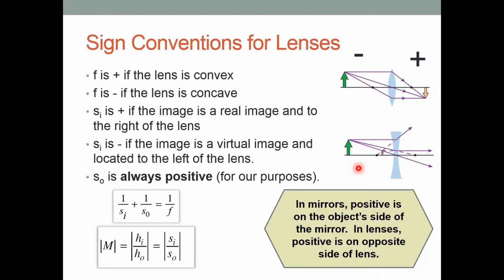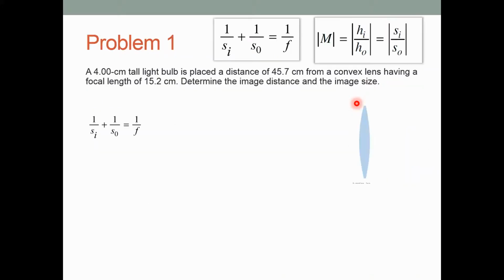So in mirrors, I just want to point out that the positive side was going to be on the object side of the mirror, because we were getting images to the left, or because we were treating the side of the object as being positive. In a lens, the positive is on the opposite side because the light travels through the lens. So this is going to be positive for the lenses, and the side with the object is going to be negative. All right, so let's do a problem.